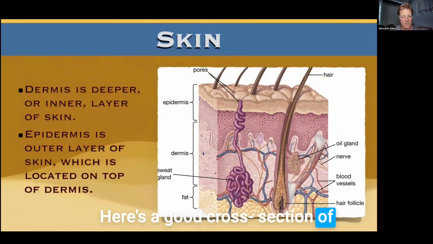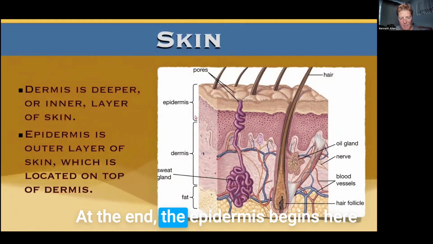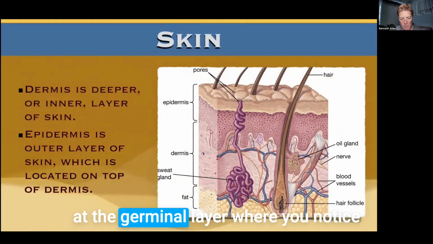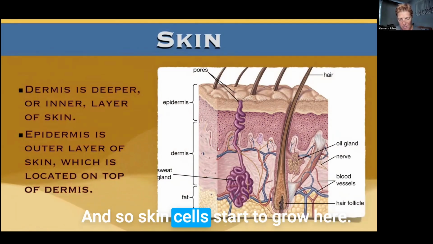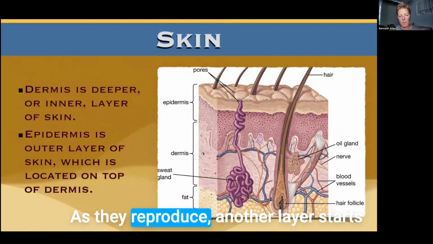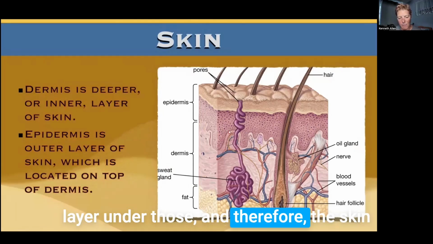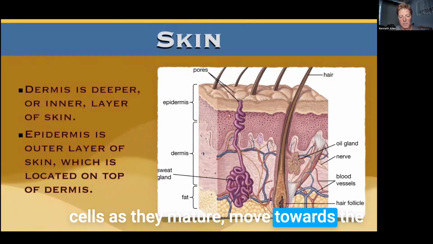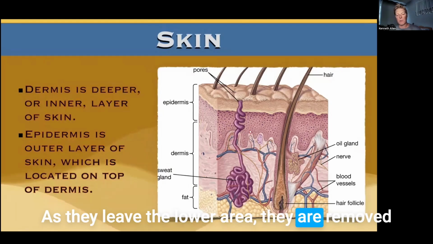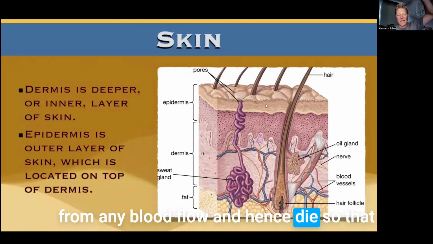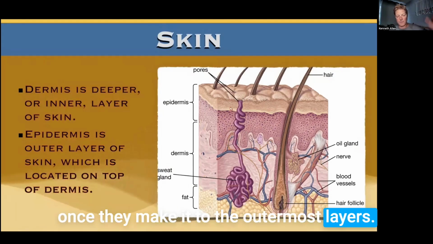Here's a good cross section of the epidermis, largely dead tissue at the end. The epidermis begins here at the germinal layer, where you notice there's blood vessels and a food supply. And so skin cells start to grow here. As they reproduce, another layer starts to grow underneath those, and another layer under those. And therefore, the skin cells, as they mature, move towards the top uppermost layers of the epidermis. As they leave the lower area, they are removed from any blood flow and hence die, so that they are sloughing off as dead cell tissue once they make it to the outermost layers.